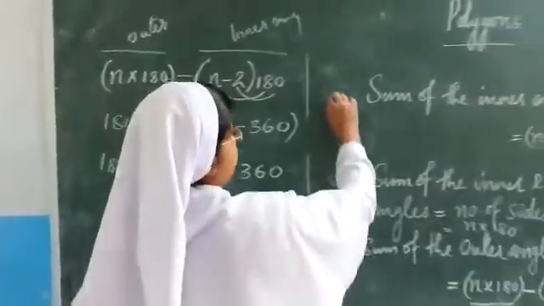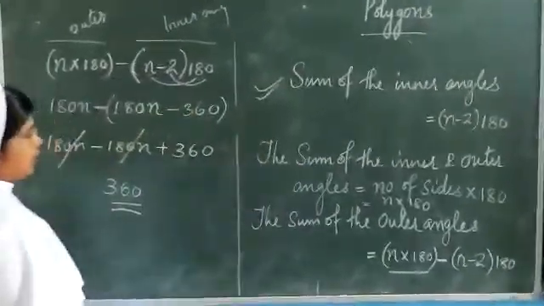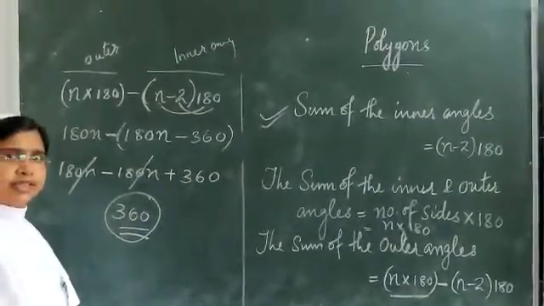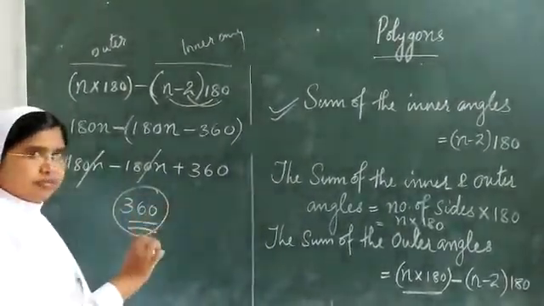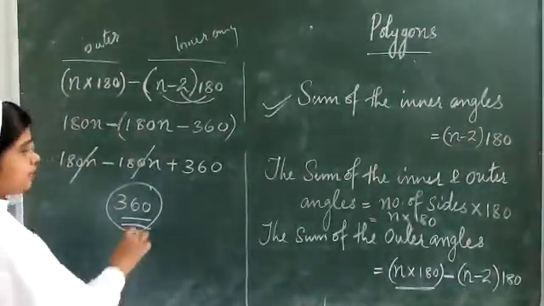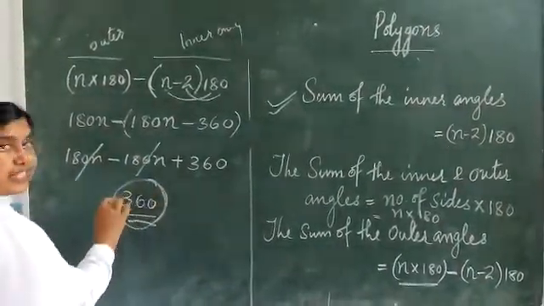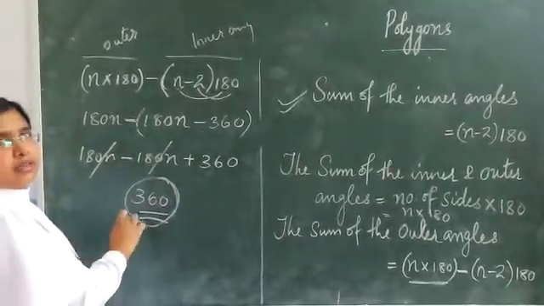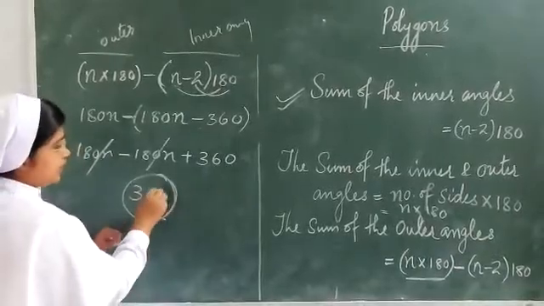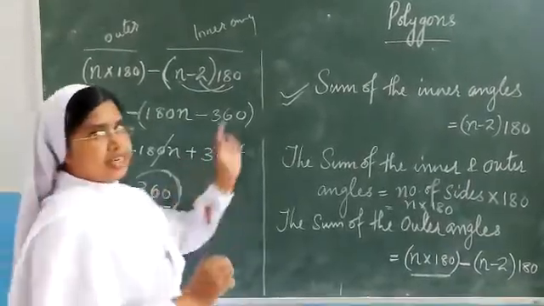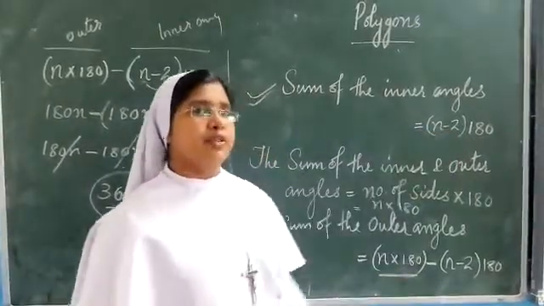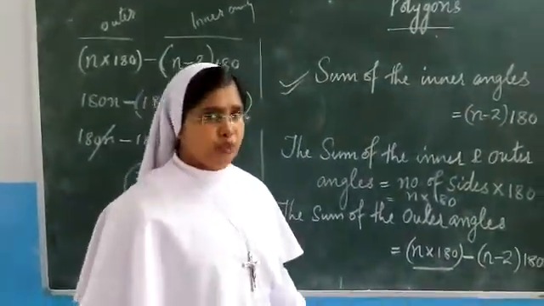So these are some of the important things. What is the sum of the outer angles? It is always unchanging. The heading is given in the textbook, unchanging sum. This sum will not change. The sum of the outer angles will not change, that is 360. Whereas the sum of the inner angles you can change using this equation, that is n minus 2 into 180.